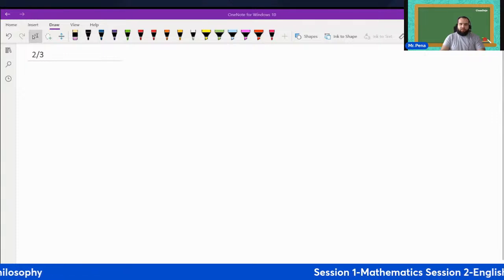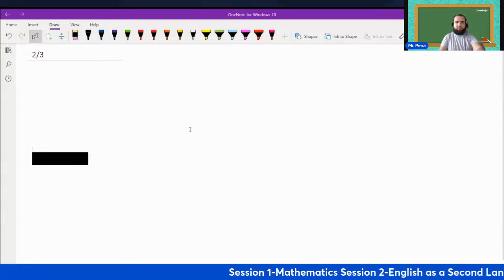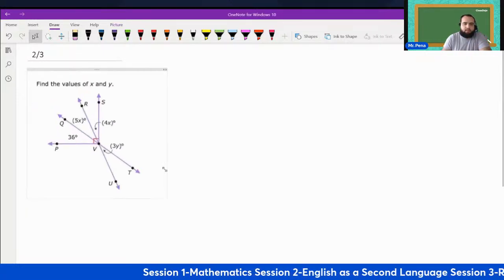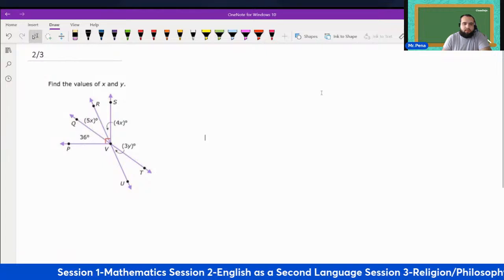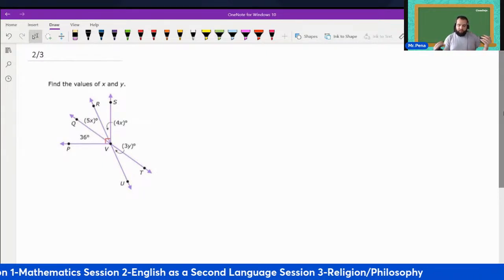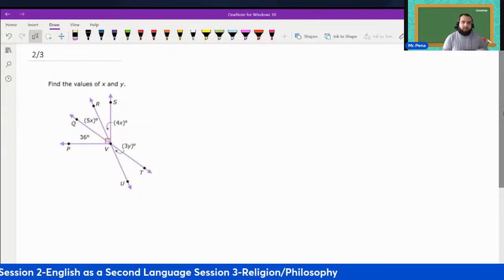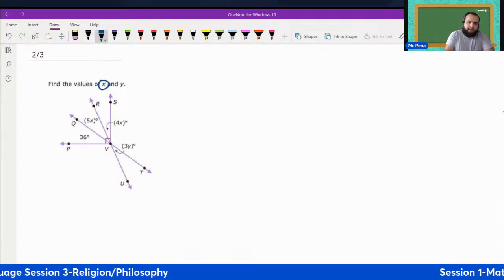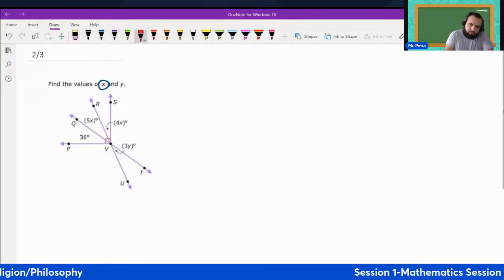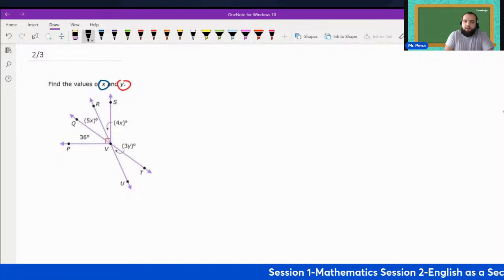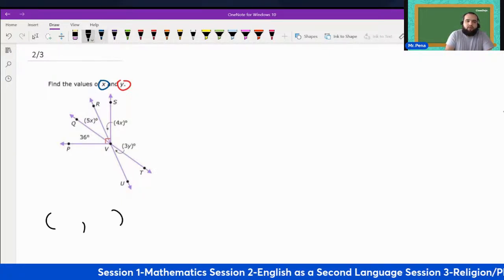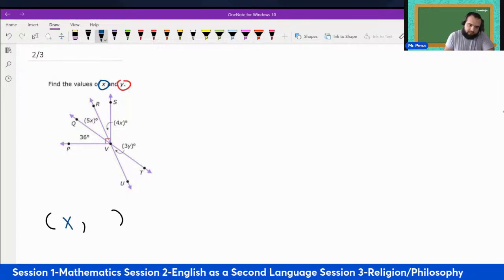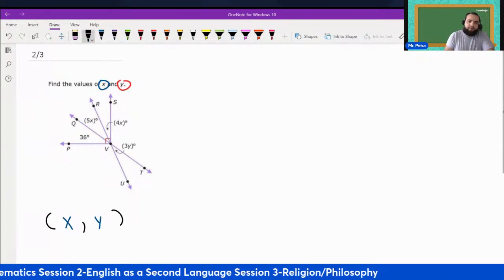So this person was in a Facebook group and they submitted this problem. Hello, I want to help you with your math problem. It says to find the values of x and find the values of y. So we have x and we have y.